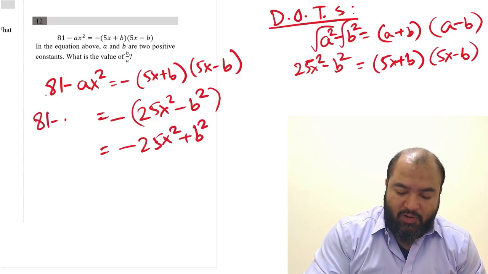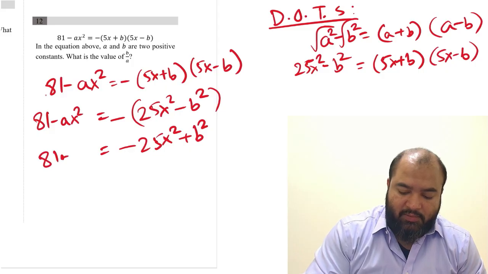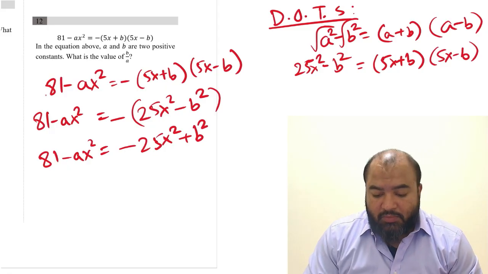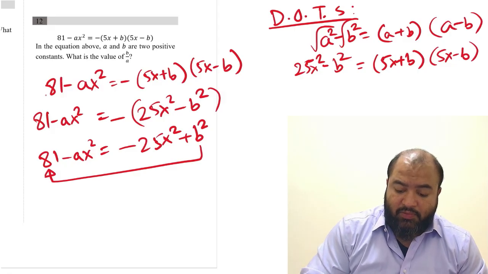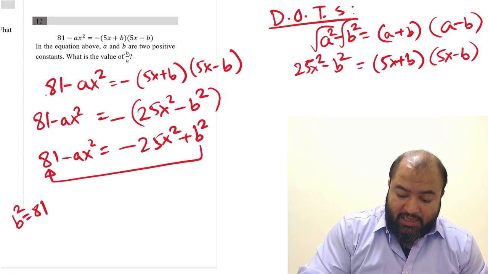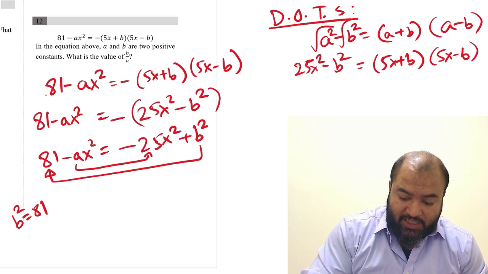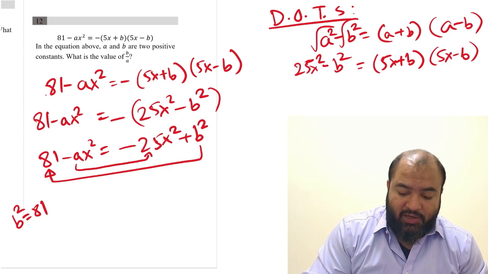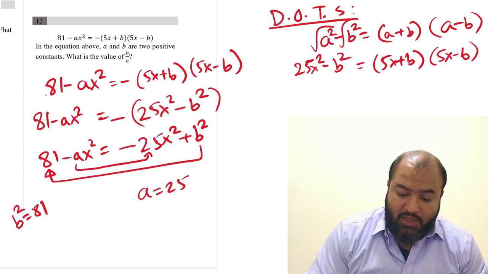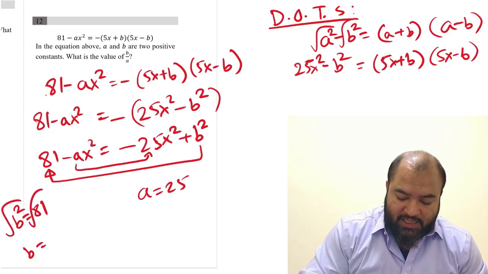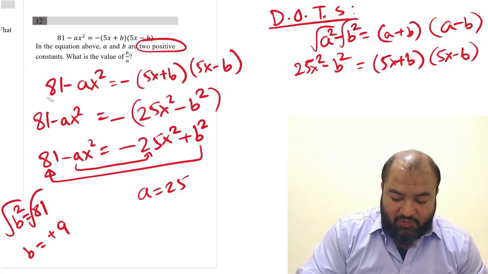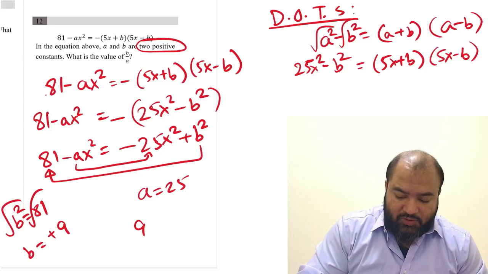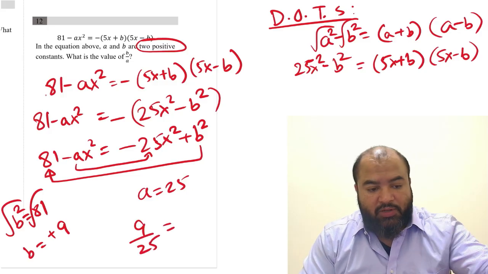On the other side, I had 81 minus ax squared. Now, if I compare both sides, b squared must be the 81, right? And a must be 25. You see what is next to x squared is negative a, and next to x squared is negative 25. So a is 25. Now b is, if you square root, plus or minus 9. Now they are positive integers, so I'm going to remove the minus. So what is b over a? So 9 over 25.